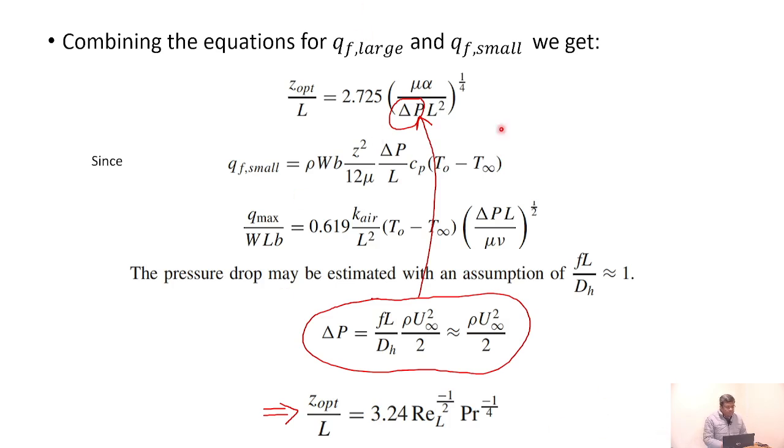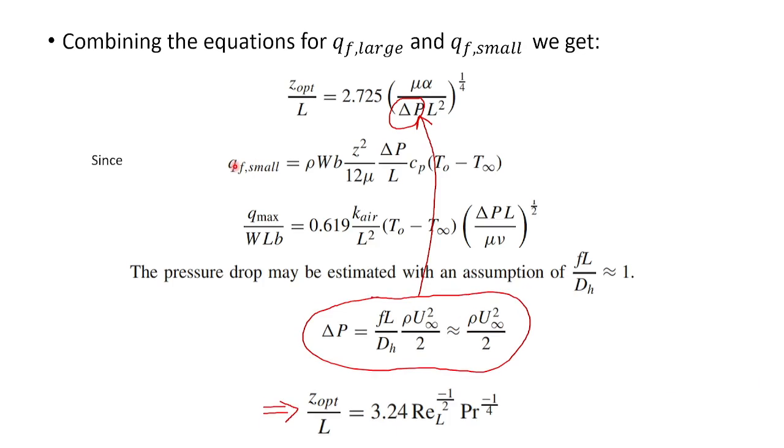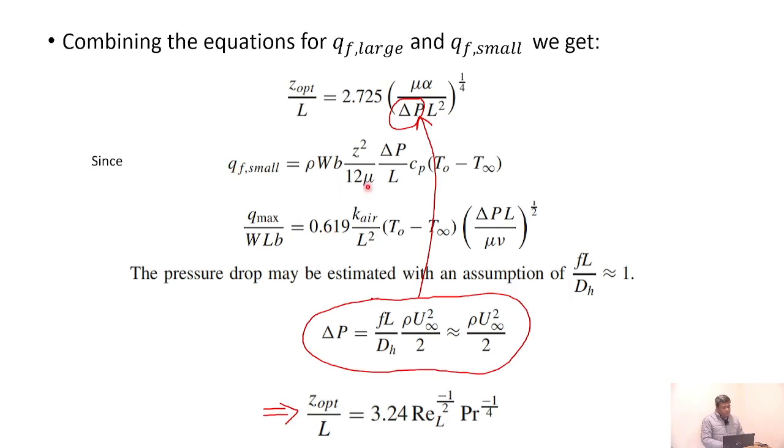Once we have got z optimum, we can use that in the QF small expression, or in the QF large expression, whichever, to get that maximum possible heat transfer, right? So we get this. And pressure drop can also be estimated. So the pressure drop is something like this.